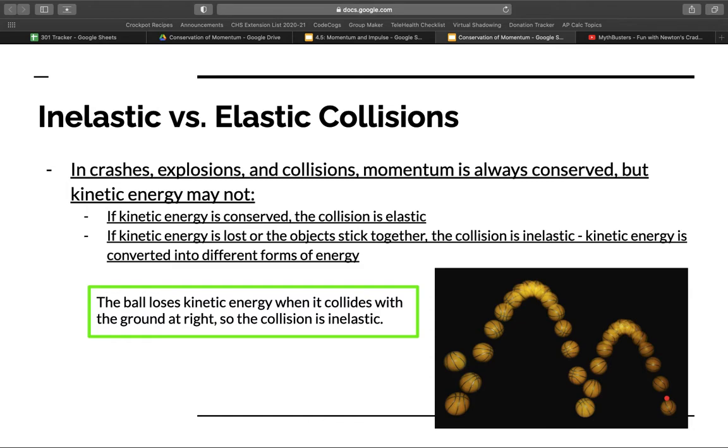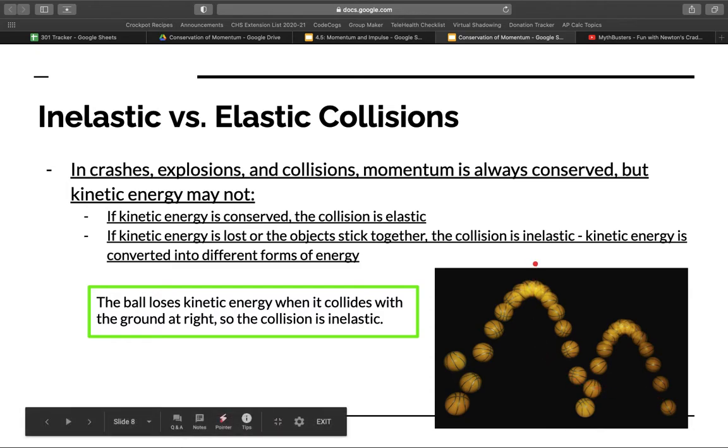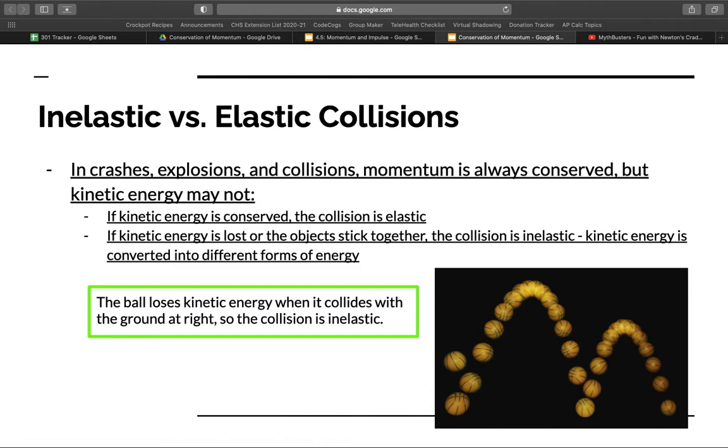So why is it that momentum is conserved, but kinetic energy is not conserved in inelastic collisions? So the reason being is that momentum only has one form. Momentum can't be converted from, say, heat to anything else. Momentum is always momentum. So even in the collisions, momentum is still there. It's just being spread out throughout, through, say, all the Newton's cradles balls, or through the basketball on the ground.